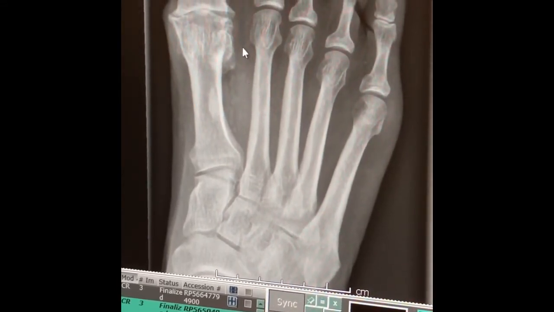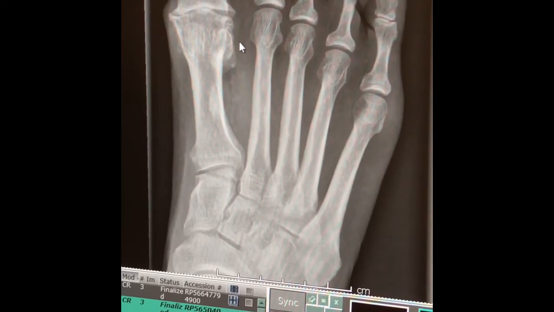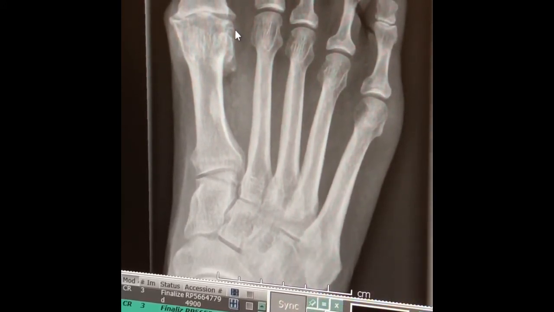Now, the big problem that patients are affected with is both loss of motion and pain within the joint. And we grade this in 3 stages. So grade 1 is where patients get pain, but there's not a lot of radiographic changes.